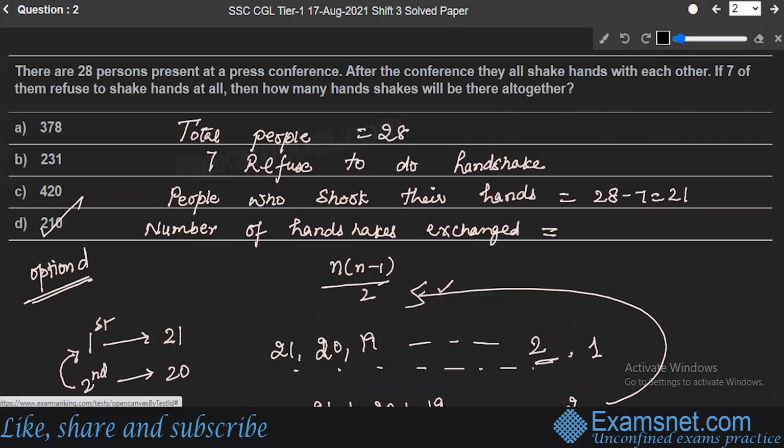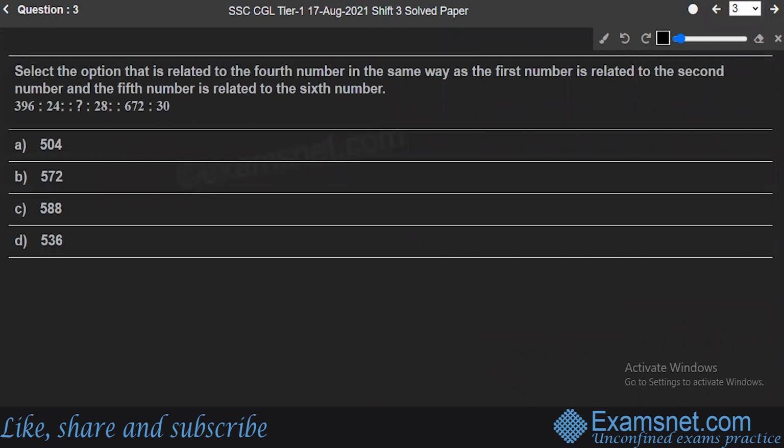Let's move to the next question, number 3. In this question, you have to select the option that is related to the fourth number in the same way as the first number is related to the second number and the fifth number is related to the sixth number. So there are 3 pairs, 1, 2, and 3. In these 3 pairs, there is some relationship existing between the first numbers, 396 and 24. And the same relationship is between these two numbers, and the same relationship is between these two numbers as well. Now you have to just find out the logic or the relationship between these two numbers, and you have to apply the same thing in the second one.